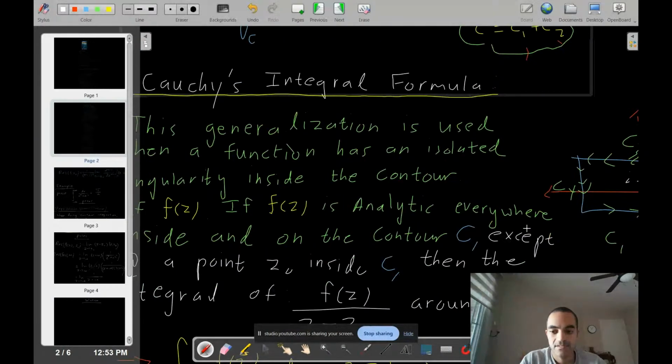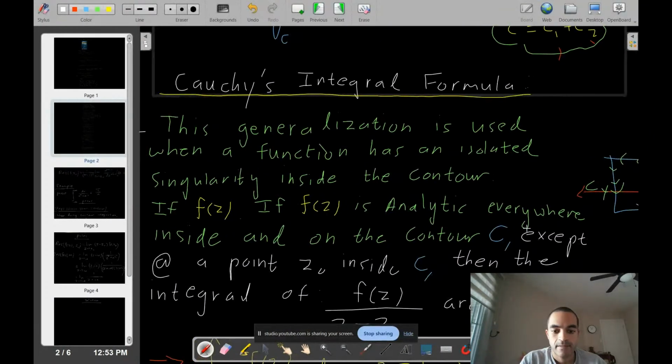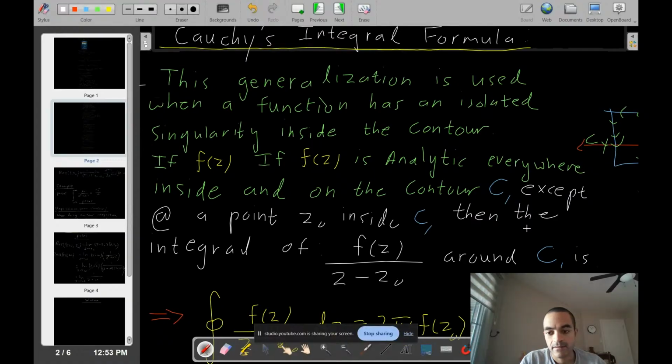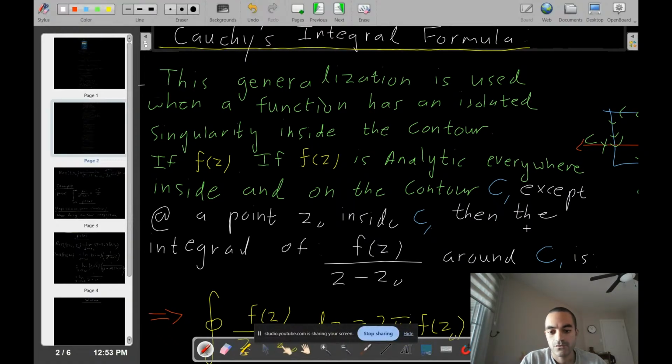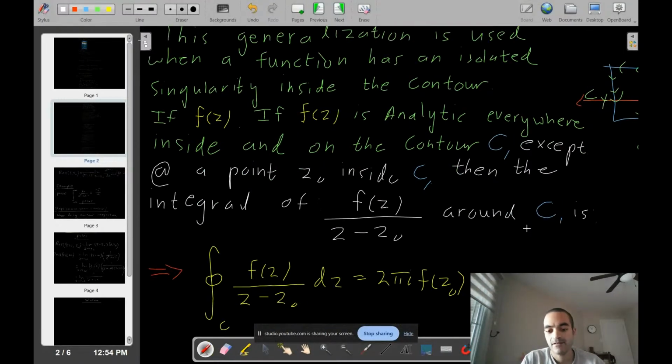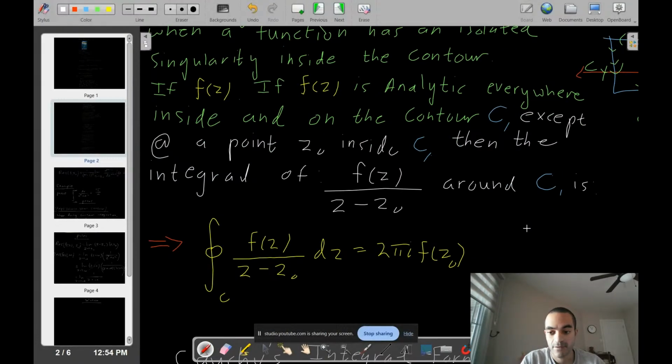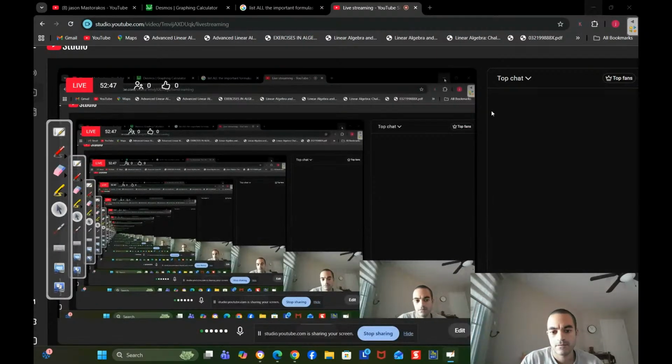Okay, so since it's inside of the contour, if f of z is analytic everywhere inside and on the contour, so f of z has to be analytic inside and on the contour C, except at the point z0, then we have to evaluate the integral of f of z over z minus z0 around C. Okay, any questions? Questions with the formalization? Anybody? Any questions with the formalizations?